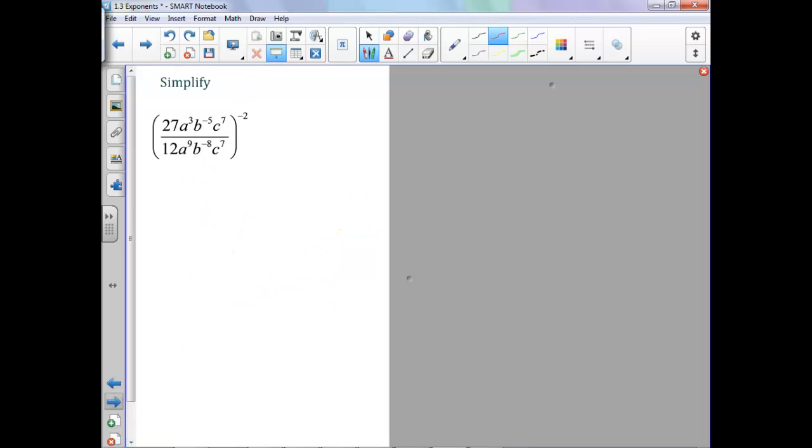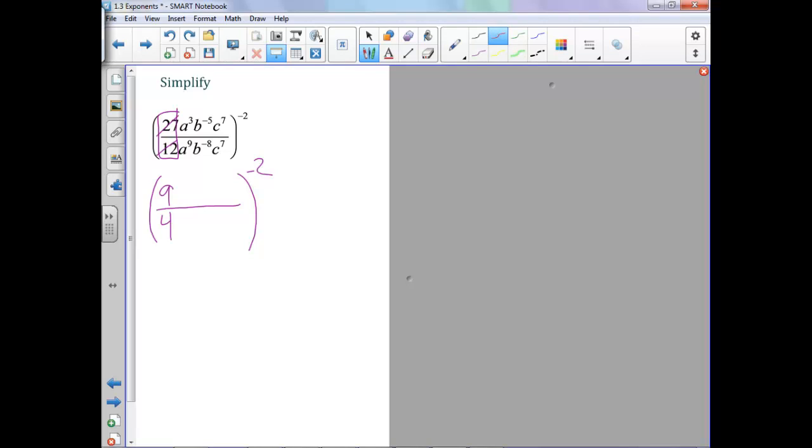Alright, this one looks confusing and complicated. Just take it piece by piece. So let's go ahead and get started. We're not even going to worry about this negative 2 exponent. Let's first worry about this part. How can we simplify this? What can we take out of both? We can divide a 3 from both, and when we divide a 3, we're left with 4 in the denominator and 9 in our numerator.